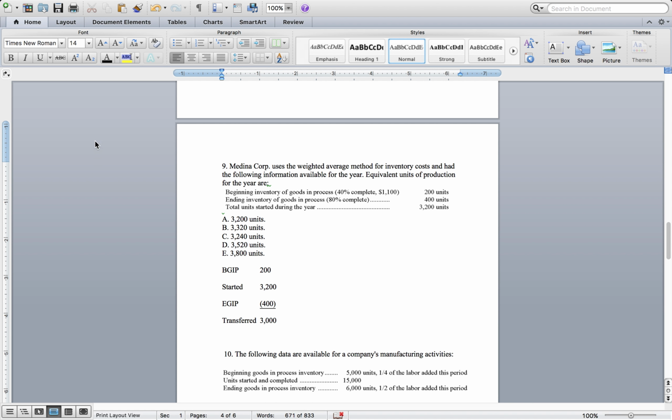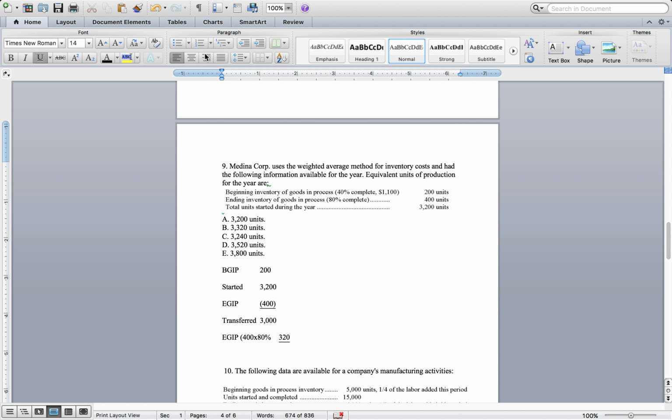Then what you want to do is add the ending goods in process. Remember, out of that 400, we only want 80% of them, so multiply by 80%. So that's 320 units. Again, the last part, to get my total equivalent units of production, you take the 3,000 plus 320, so we know that's 3,320 units. So that's going to be answer B.